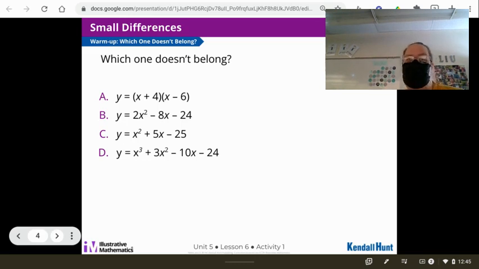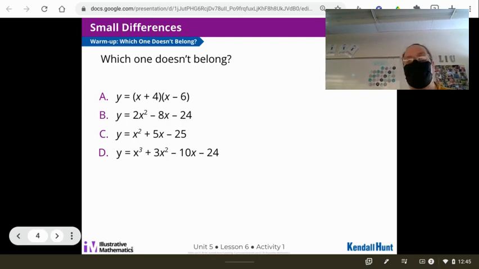D has a constant of -24. B has a constant of -24. Does A have a constant of -24? How do you know? Oh, yeah, if you multiplied it out, right? C is the only one that has a different constant. Awesome. What about B or D?